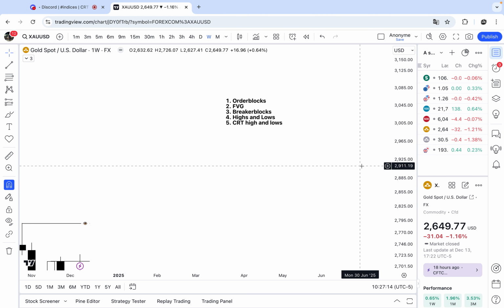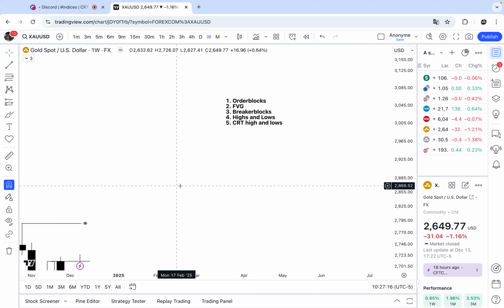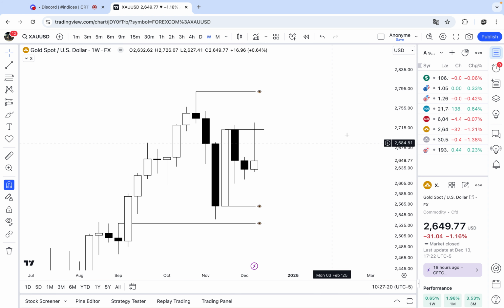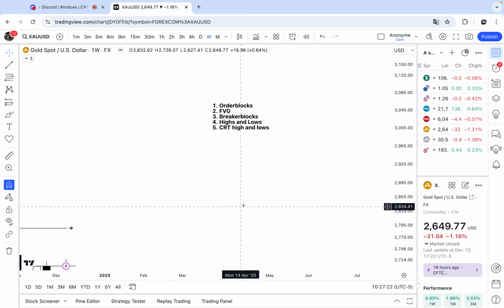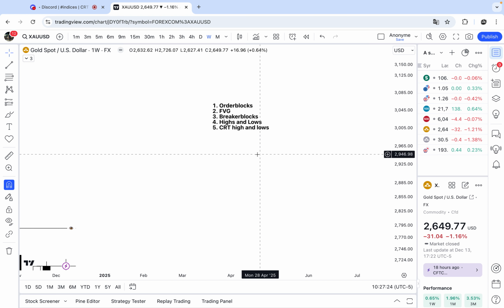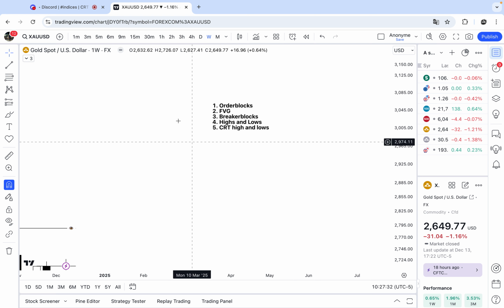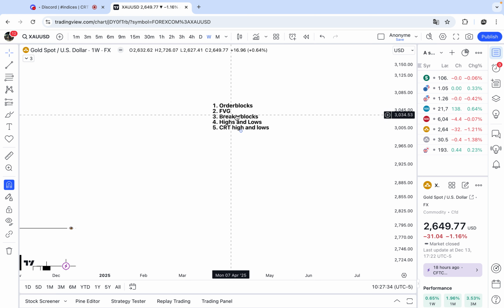So for the video, I will explain once again. Sorry, guys. So step one, we're looking for key levels on the weekly and the daily time frame. This is the key levels I'm looking for: order block, fair value gap, breaker blocks, highs and lows, and CRT highs and lows.